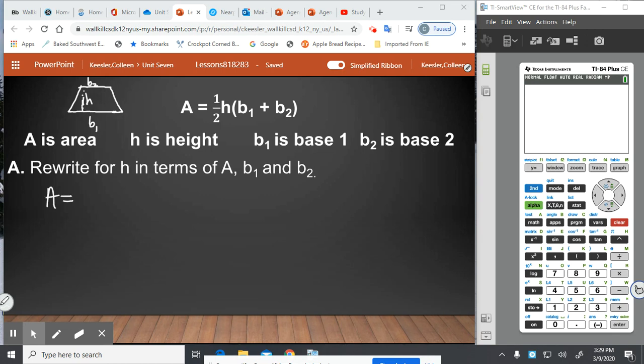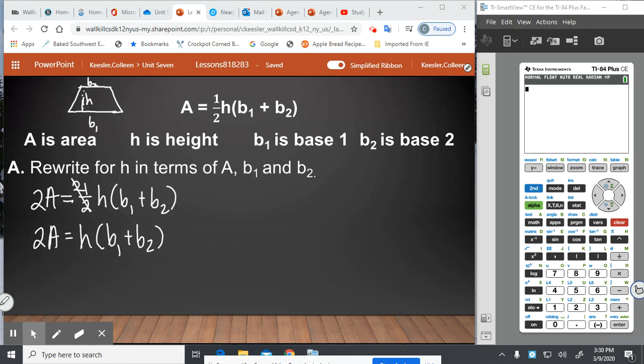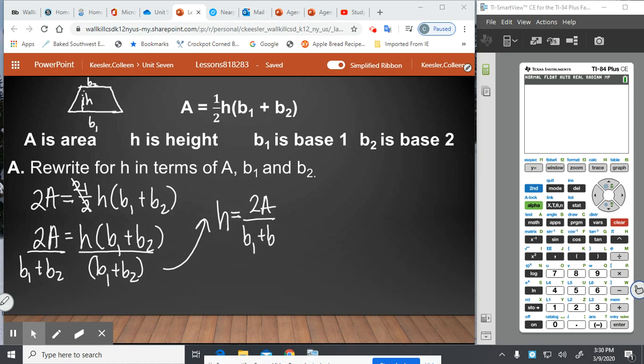So again, area equals half the height times base 1 plus base 2. So we want to get rid of that 1/2 h. We can multiply both sides by 2. So 2A equals h times b1 plus b2. And since the height is being multiplied by all of base 1 and base 2, we could divide by base 1 plus base 2. And we get h equals 2A divided by b1 plus b2.